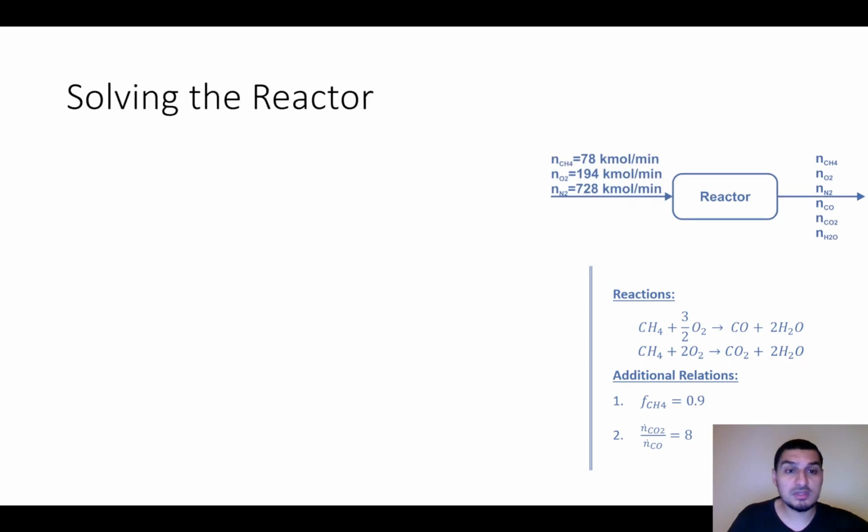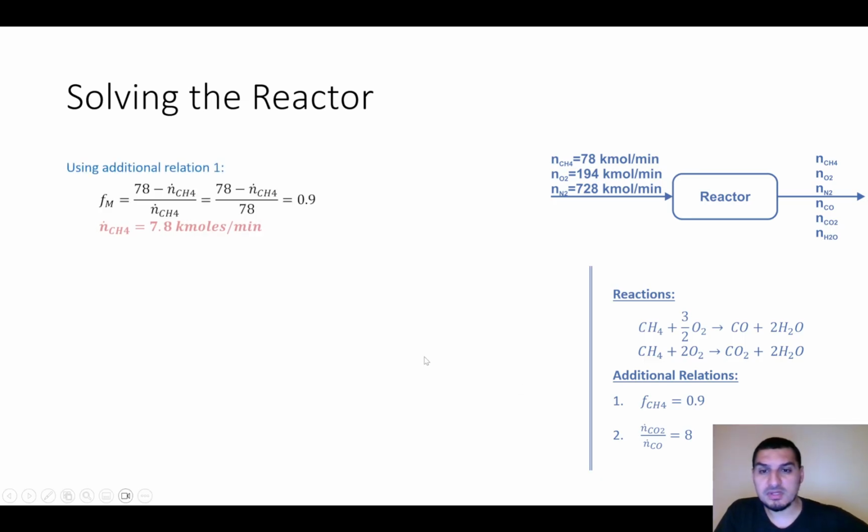So for solving this problem, we will start with the additional relation, which is the conversion. For the atomic balance method, it was possible that we start with the conversion, but still we will have the same procedure for solving the problem. So it's not making a big difference. But if I start with this, we will get the same result for the number of moles of methane in the product stream, which is 7.8 kilomoles per minute.